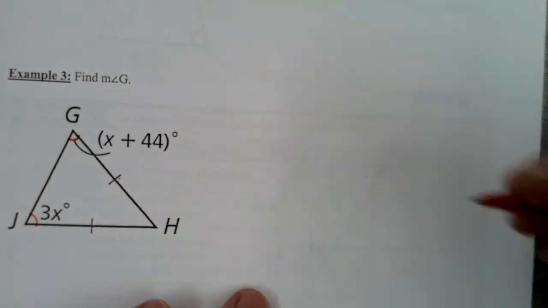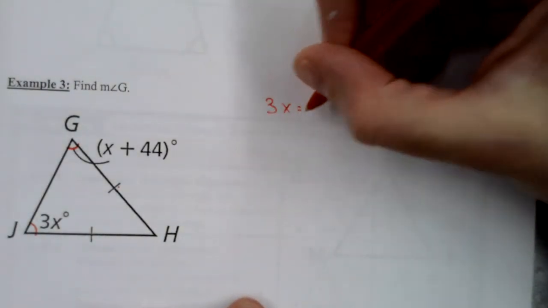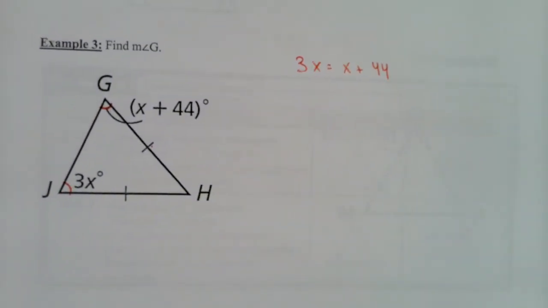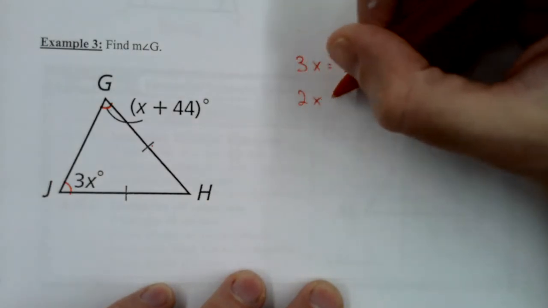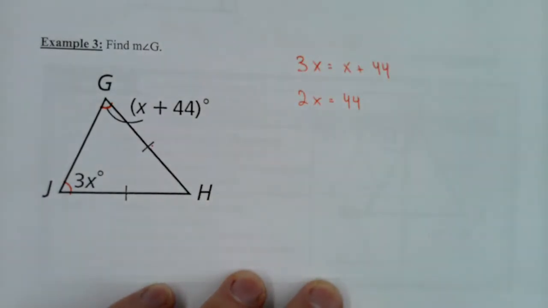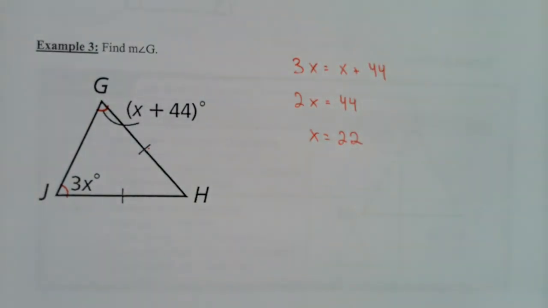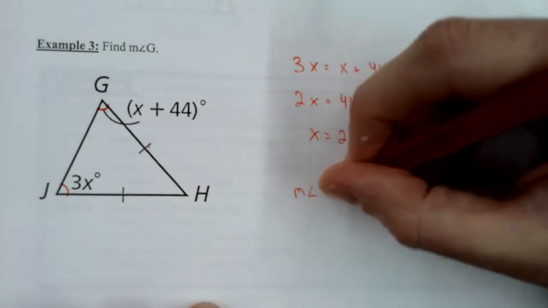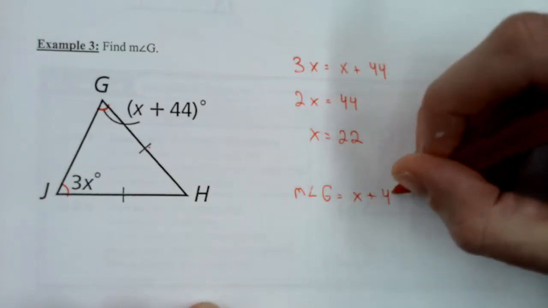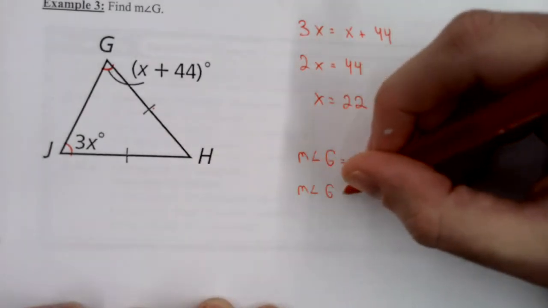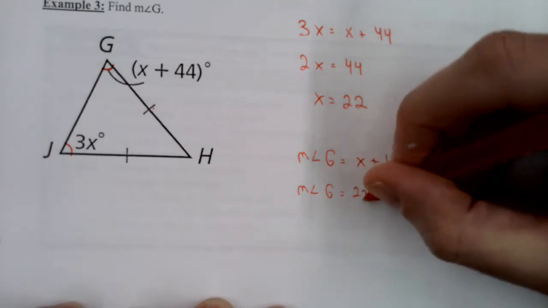So I'll do 3x equals x plus 44. We're going to solve that for x first, and then we're going to solve for the angles. Subtract x on each side, 2x equals 44. Then divide by 2, and you get x equals 22. That's great and all, but now make sure you actually find the measure of angle G. The measure of angle G equals x plus 44. X is 22, so 22 plus 44.